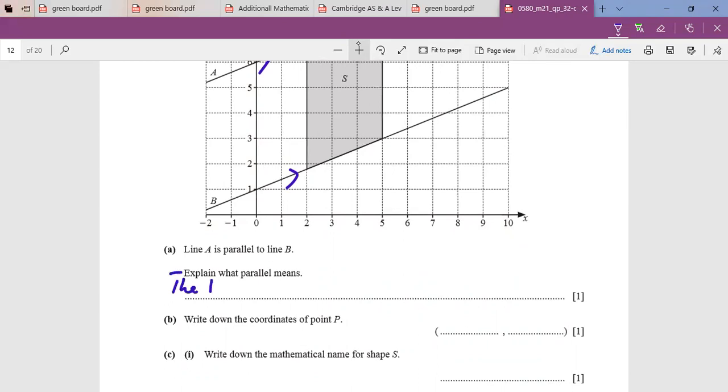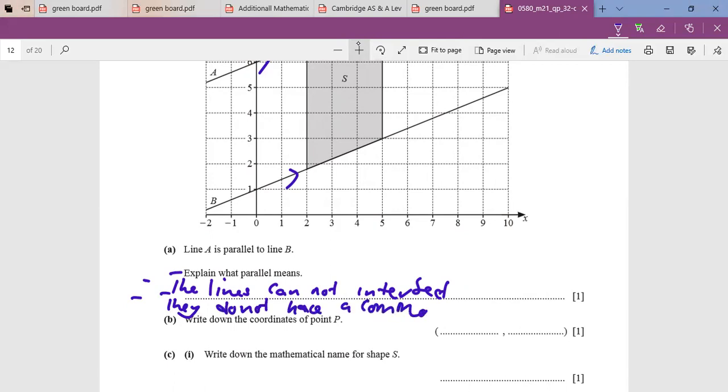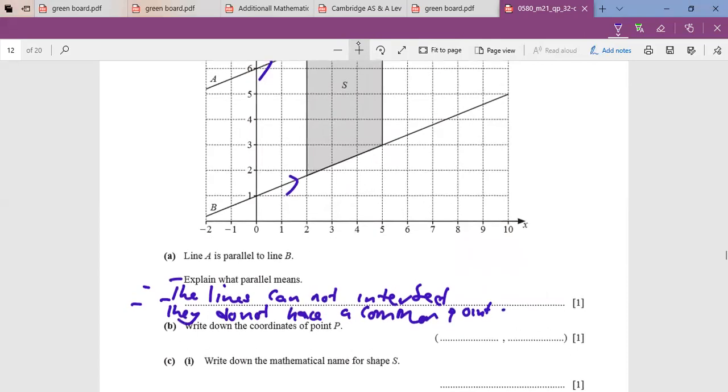The lines cannot intersect. Or you can say they do not have a common point. A common point. That is okay. Then we need to write the coordinates of P.